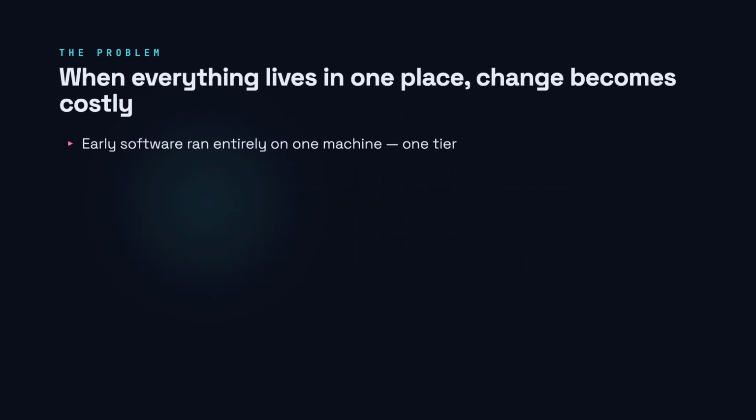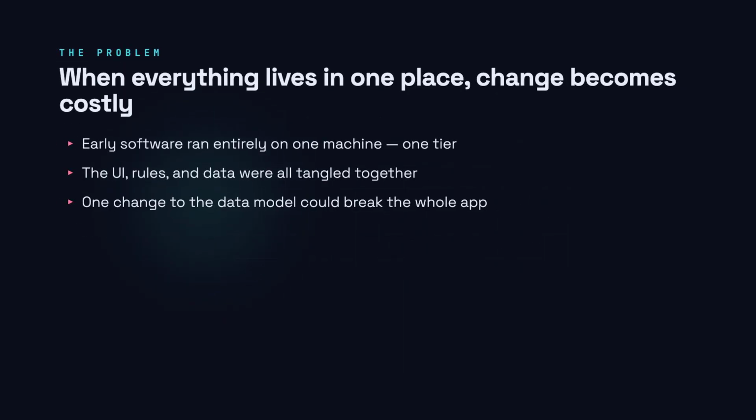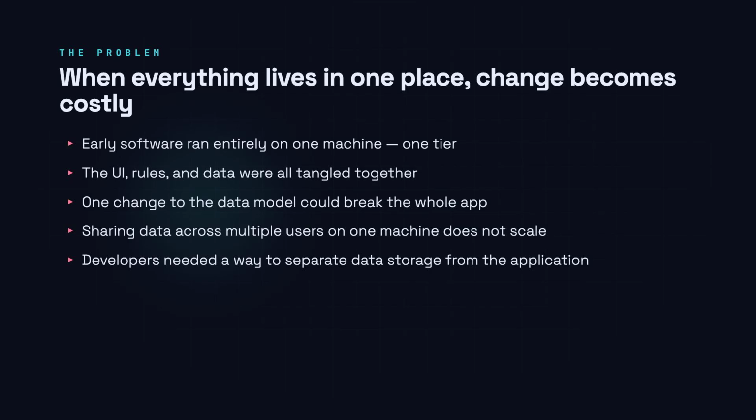Before networked architecture existed, all software ran on a single machine. The screen, the business rules, and the data were one undivided mass. When a business grew and needed multiple users to share the same data, that single machine model broke down immediately. The pressure was real. How do you give many clients access to shared data without duplicating everything or introducing chaos?